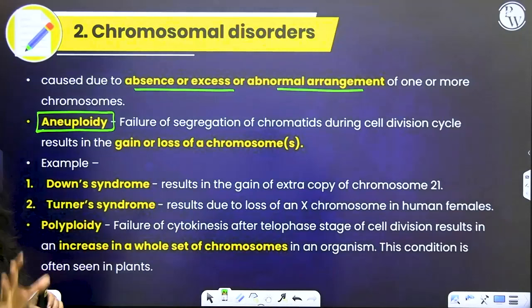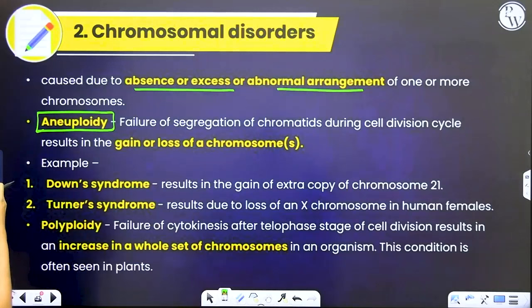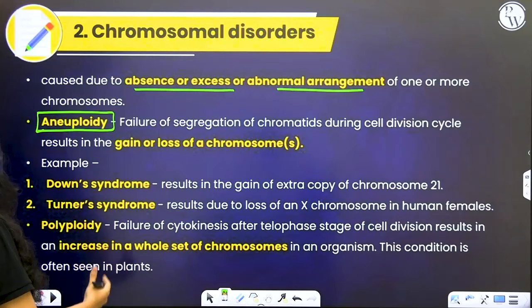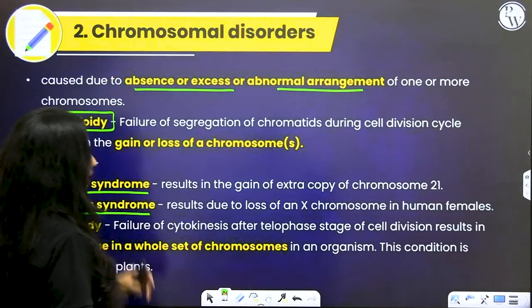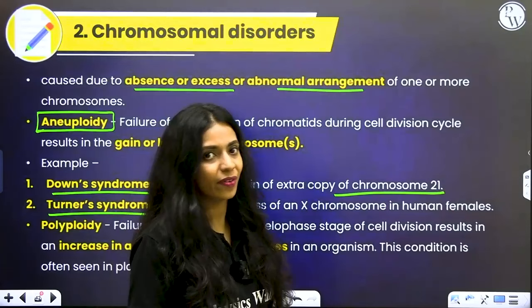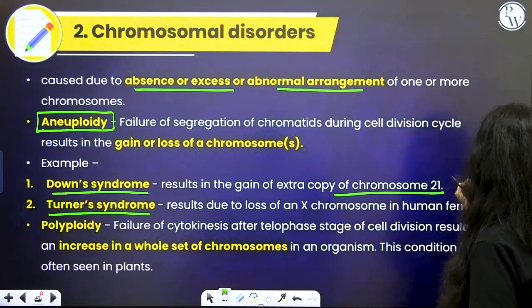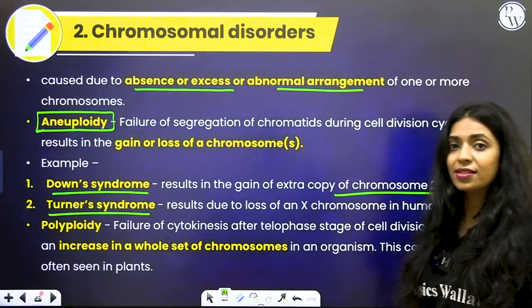Whenever chromosomes segregate during cell division, if the segregation does not happen properly, some cells will have more chromosomes than the others. That will result in chromosomal disorders. Examples: Down syndrome and Turner syndrome. In Down syndrome, they have three copies of chromosome number 21. Usually we have two copies of every chromosome. But people that suffer from Down syndrome will have three copies of chromosome number 21, which is why we call it trisomy 21. In Turner syndrome, there is one chromosome less. This happens in females where they have only one X chromosome.